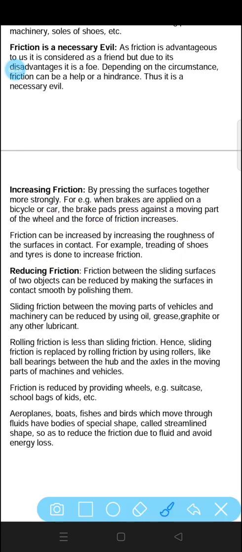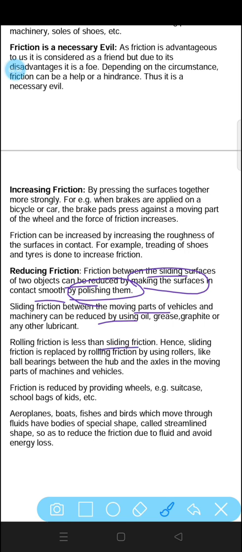Another one: how can we reduce friction? Friction between the sliding surfaces of two objects can be reduced by making the surface contact smooth by polishing them. The more rough the surface, the more the friction. The less rough the surface, or we can say the more smooth the surface, the less friction there will be. Sliding friction between the moving parts of vehicles and machinery can be reduced by using oil, grease and graphite.